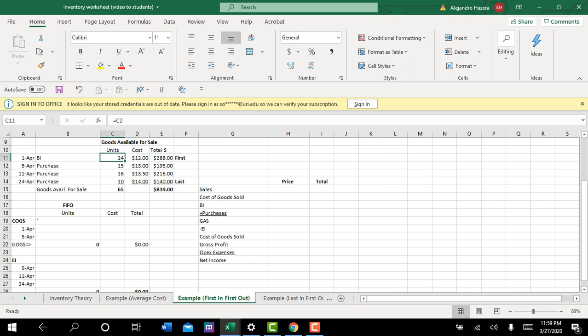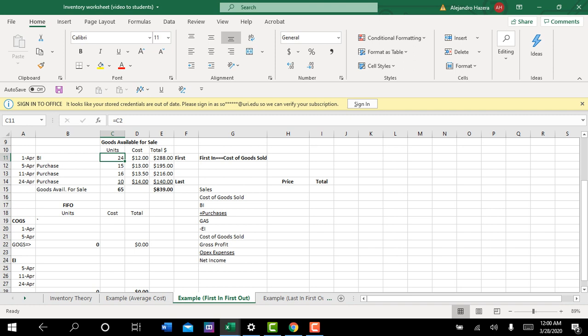cost of goods sold. And the reason I like calling it first in, last cost of goods sold is because under this assumption, we have 65 units with a cost of $839. We're going to assume that the first ones in, that the first layers that came in, starting with your beginning inventory and then moving through your purchases, we're going to assume that the first ones in are the first ones that were sold.